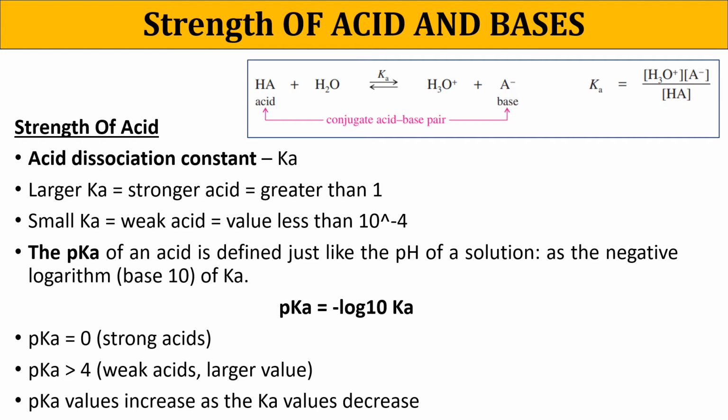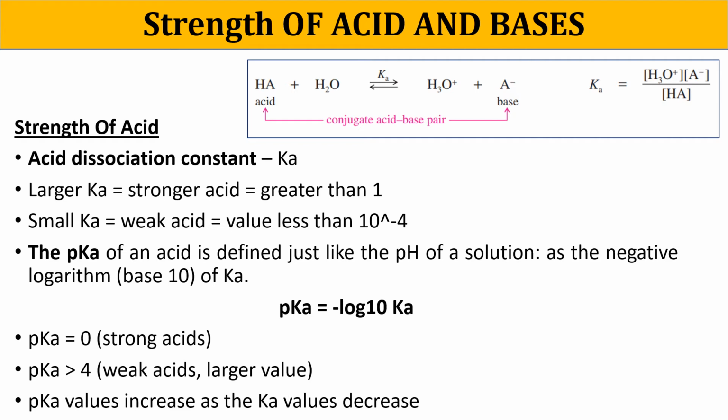An acid reacts with water to give hydronium ion plus base. Ka is called the acid dissociation constant and its value indicates the relative strength of an acid. The stronger the acid, the more it dissociates, giving a larger Ka value. The acid dissociation constants vary over a wide range. Strong acids are almost completely ionized in water and their dissociation constants are greater than 1.